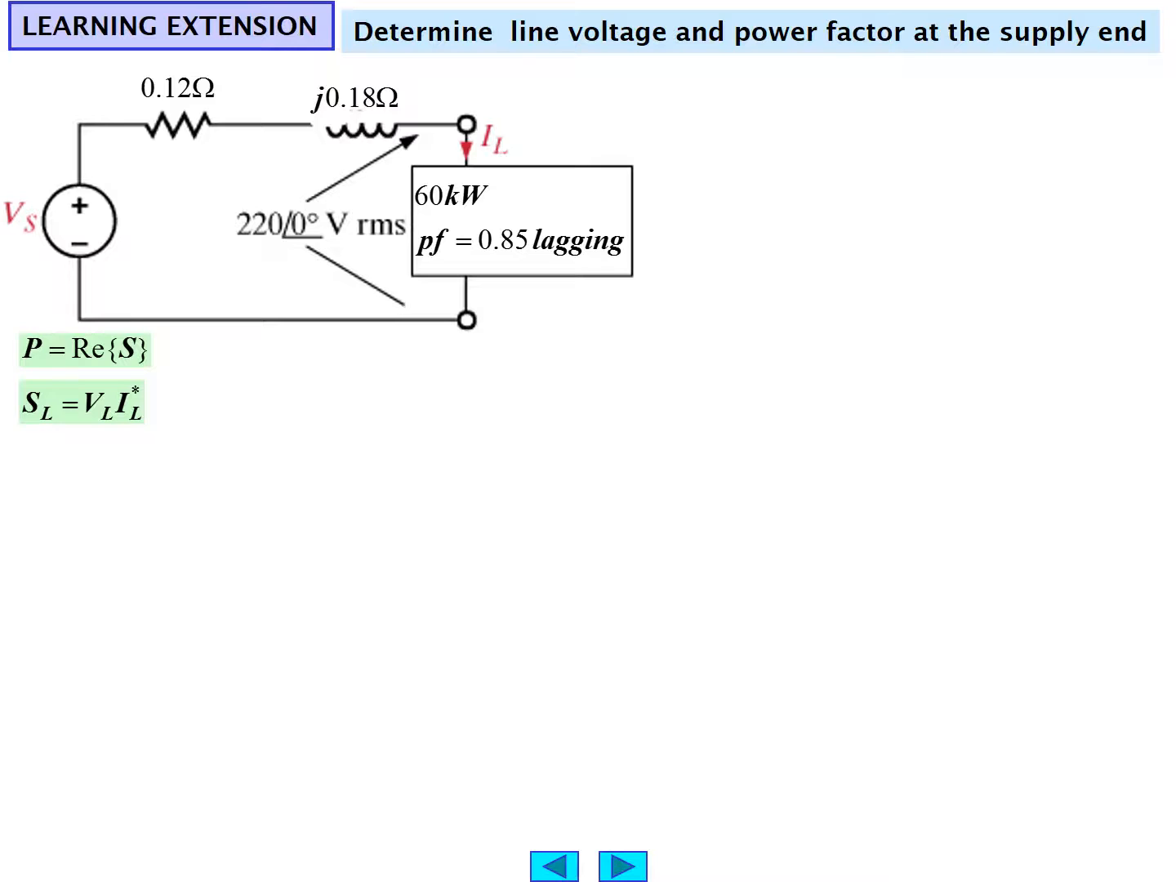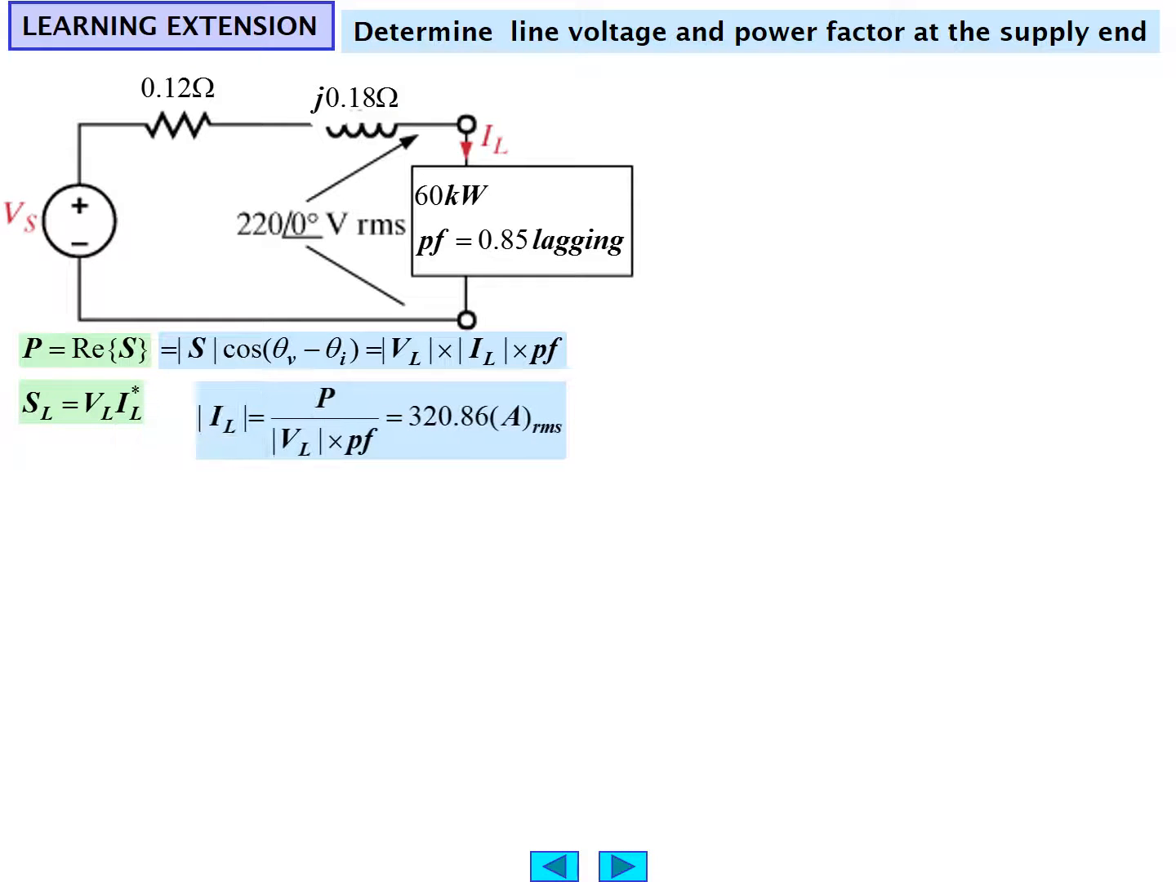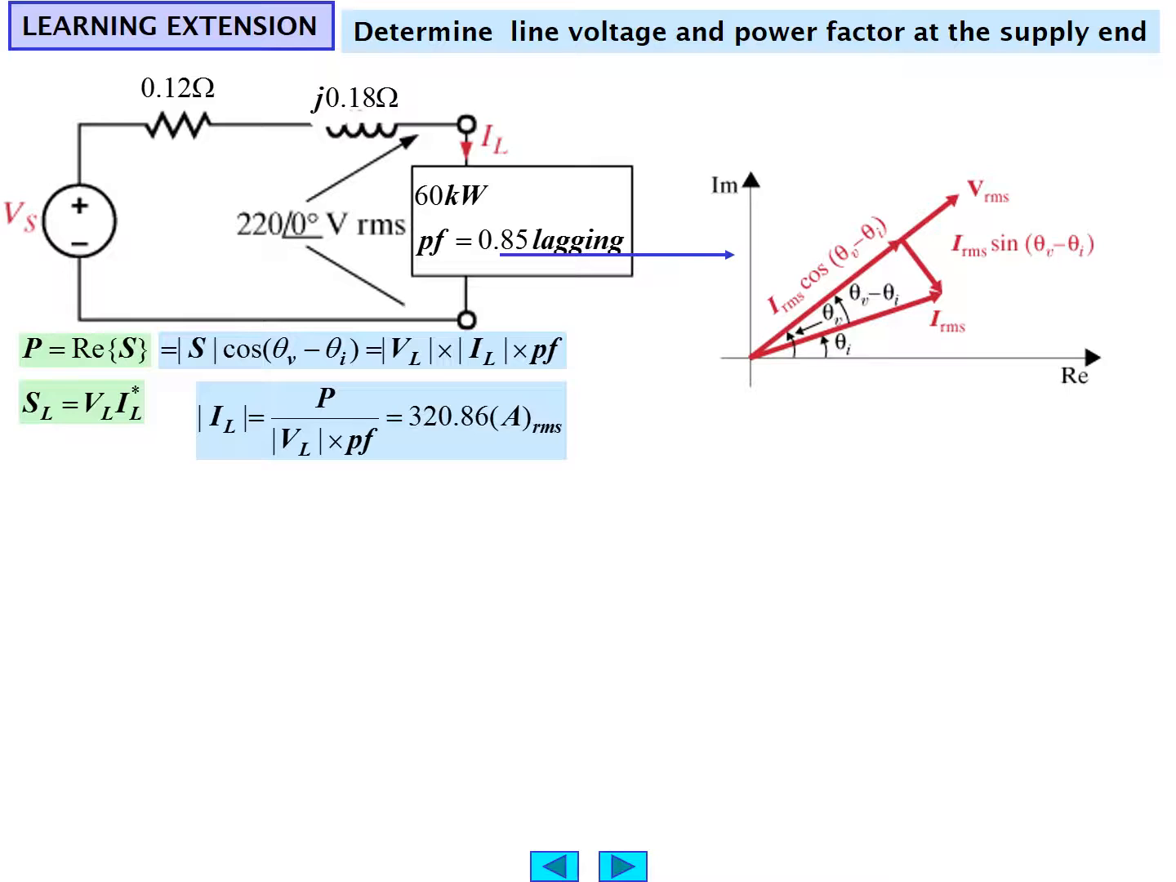P is equal to the real part of the complex power S sub L, which would be V sub L times I sub L conjugate. The magnitude of S times cosine(θV − θI) would be the magnitude of V sub L times the magnitude of I sub L times the power factor. Or the magnitude of I sub L could also be found by taking the power P and dividing by the magnitude of V sub L times the power factor, and algebraically we end up with 320.86 amperes RMS for the magnitude of I sub L. Again, similar to the representation we had in the prior example.